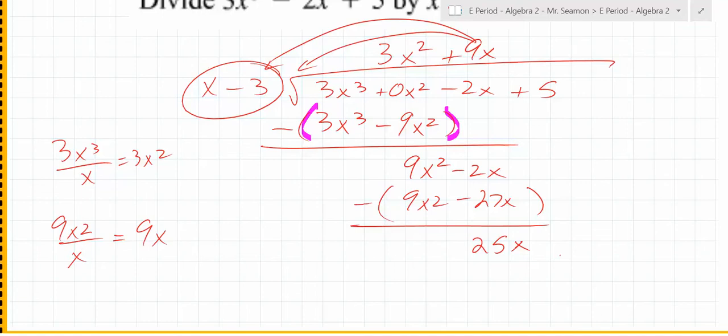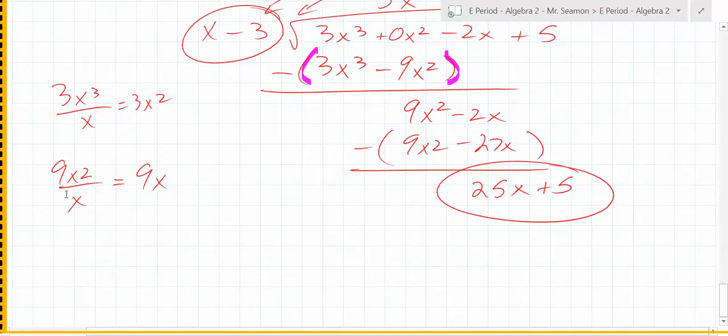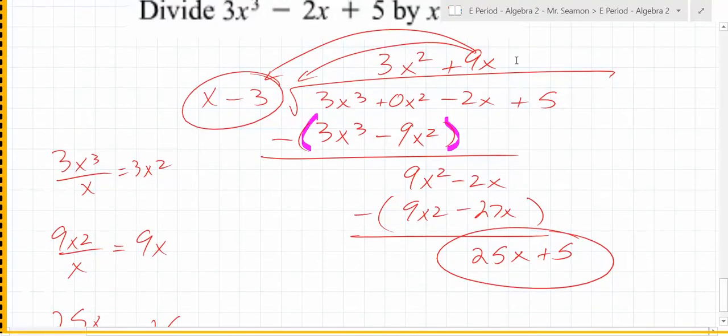Please put your calculator away. Please. What do you drop down now? 5. What's the new leading term? 25x. And what's the other one that stayed the same? Over x. What's that equal? 25. Where do you bring that? Plus what? 25. Now what's that? What do you do with that 25?